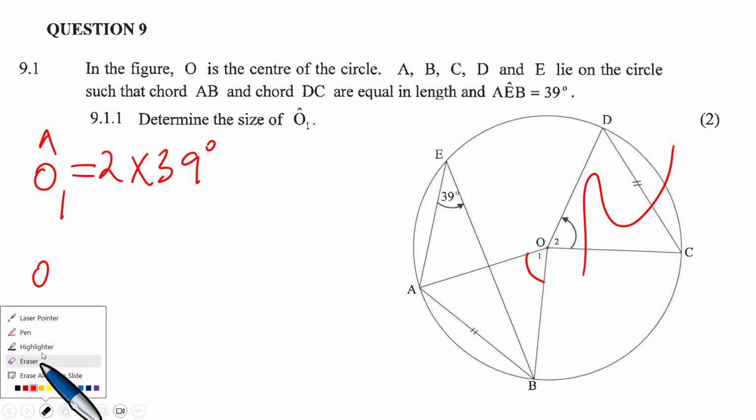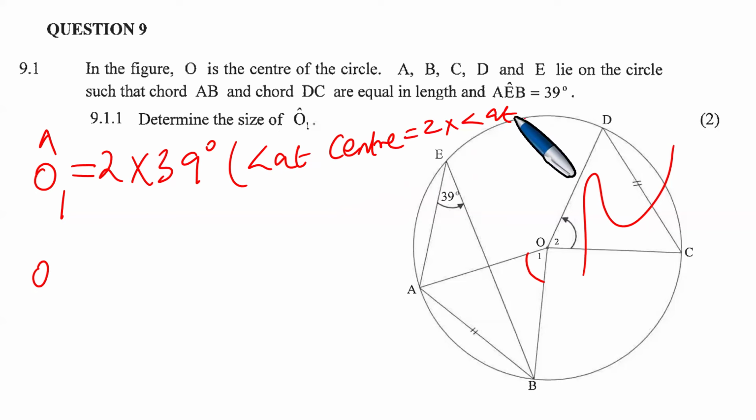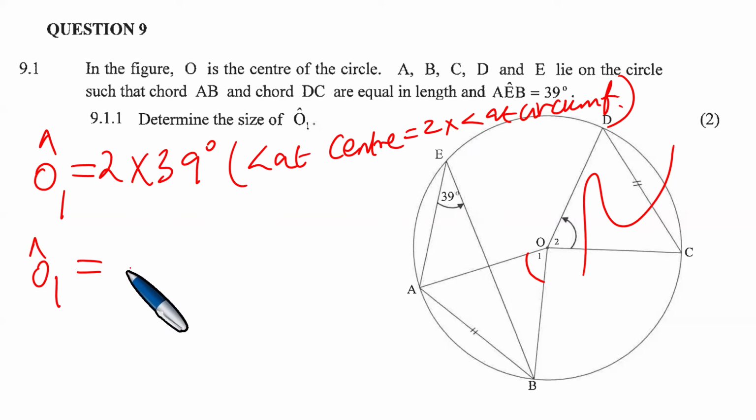Because of the theorem that we just discussed. The reason is angle at center equals 2 times angle at circumference. So we have been able to find the angle O1. What is 2 times 39 degrees? It is exactly 78 degrees. So the angle O1 is actually 78 degrees there. And we have been able to answer this question, which was to determine the size of the angle O1. And we found it. Next question.